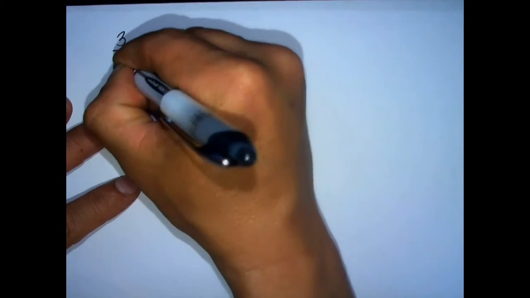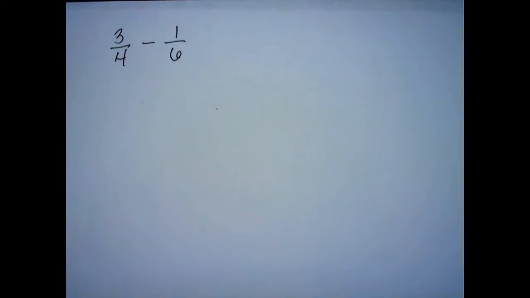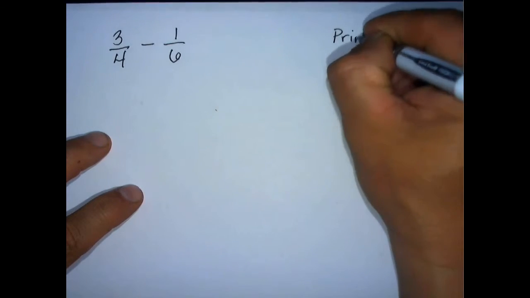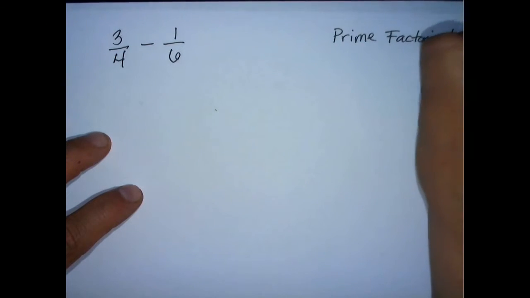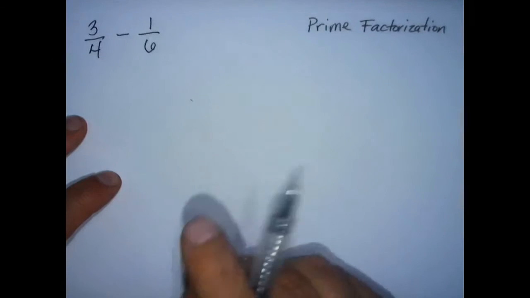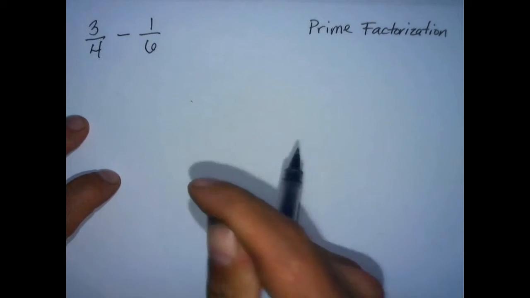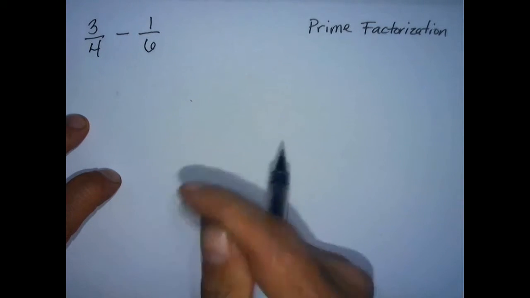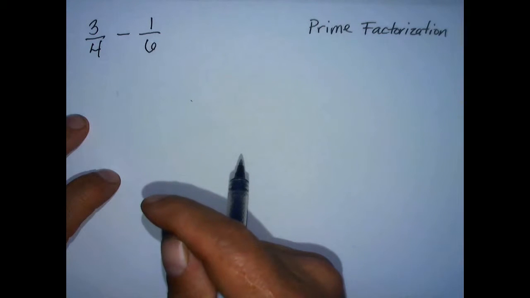Okay, here we go. 3/4 minus 1/6. Now on this one, we're going to use what I like to call the passing out candy method, and it involves prime factorizations. This is no fail. You will always have the correct answer if you do it this way. Okay? You can hear me? Yep, I can hear you.